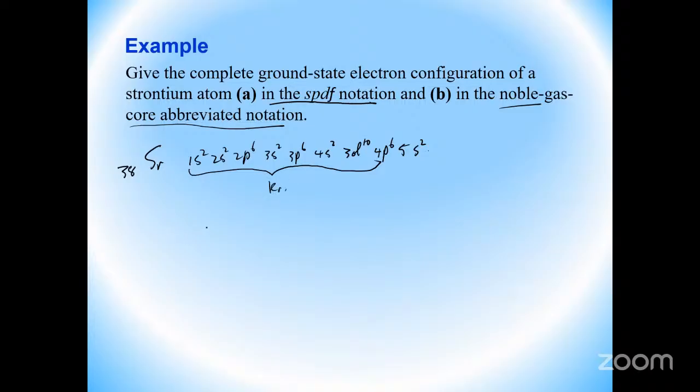So therefore, the abbreviated version would be Kr 5s2. And that's it. That's how you get the abbreviated version. Okay. Any questions about this? Any questions?